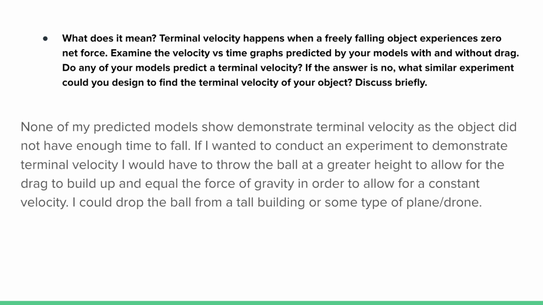What does it mean? None of my predicted models showed a demonstration of terminal velocity, as the object did not have enough time to fall. If I wanted to conduct an experiment to demonstrate terminal velocity, I would have to throw a ball at a much greater height to allow for drag to build up and equal the force of gravity in order to allow for a constant velocity. So for this experiment, I could drop the ball from a tall building or some other type of plane or drone.